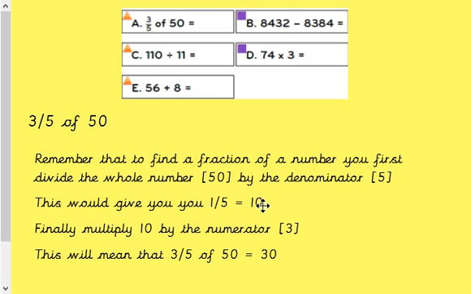How many 5s in 50? 10. And then finally, we've got 1/5, which is 10, but what we need to do is find 3 of them. So we would times that by the numerator, which is 3. So 10 times 3 would be 30. And this will mean that 3/5 of 50 is 30.